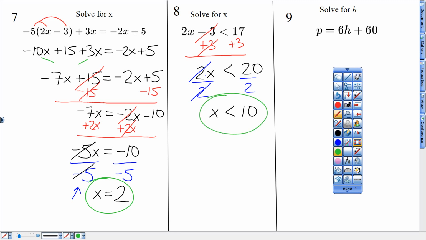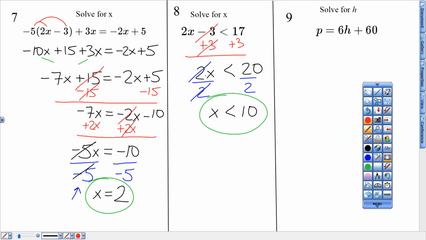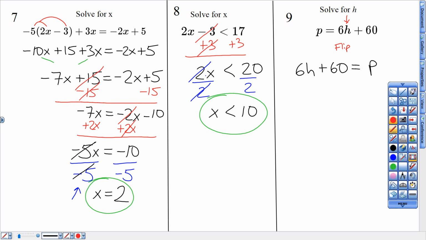All right, for this one, solving for this h. So first thing I'm going to do is flip it. So that gives me 6h plus 60 equals p. And then just like a two-step equation, start by getting rid of this 60.